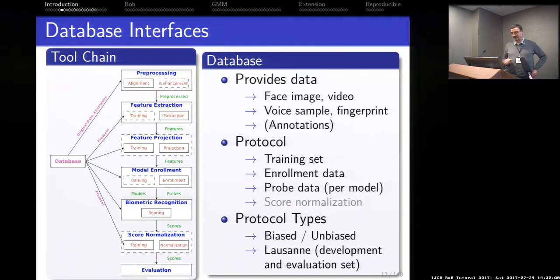And then there is the so-called Lausanne protocol, which splits the data further. So it has a training set, it has a development set, and an evaluation set. And all the three have disjoint identities. And the development set is actually used for optimizing the parameters of your algorithm. And you only calculate the results on the test set after you have chosen all the good parameters of your algorithm on the development set.